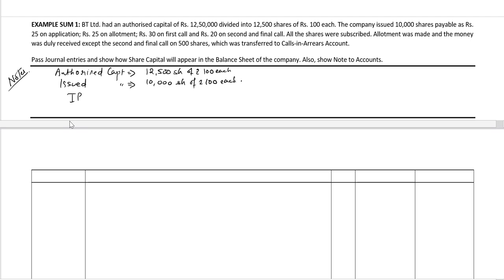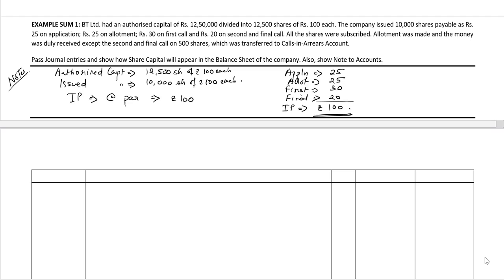The issue price, it's issued at par. Therefore, the issue price is rupees 100. The breakup is as follows. On application, it's rupees 25. On allotment, 25 rupees. On the first call, 30 rupees. And on the final call, rupees 20. The total issue price, rupees 100.